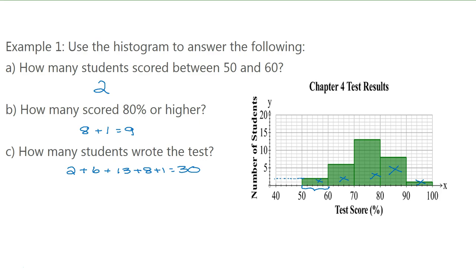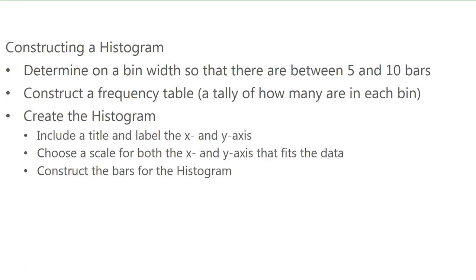But if I had chosen a bin width of 50, then I'd have all the students between 0 and 50 in one bin, and all the students between 50 and 100 in another bin, so all the students would be grouped together in the same bin. So it doesn't give me an idea of the various scores that people had. So you're going to want between 5 and 10 bars.